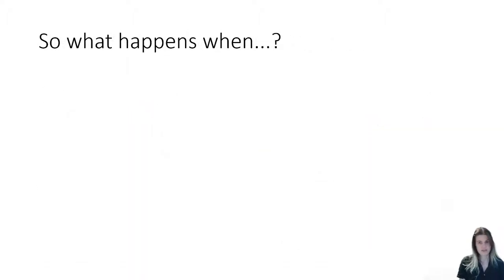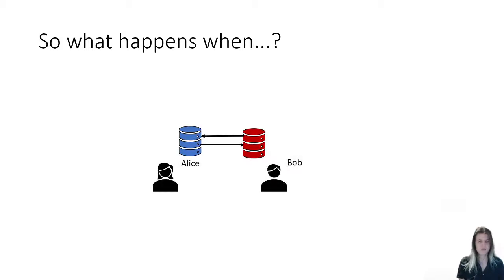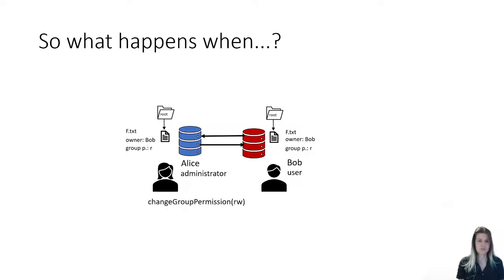Now imagine the next scenario. Again, we have our distributed file system with two replicas. Alice is working on the left replica and Bob on the right one. Alice is furthermore an administrator of the system, which means that she can change file ownership of any resource and resource permissions. And Bob is a user. A file root/f.txt exists with owner Bob and group permissions set to read only. Now Alice changes the group permissions to read and write on her replica, while Bob changes the group permissions to f.txt to none. What would be the correct state here?